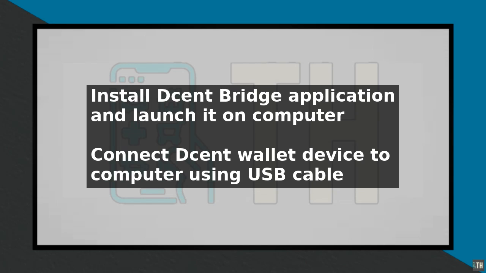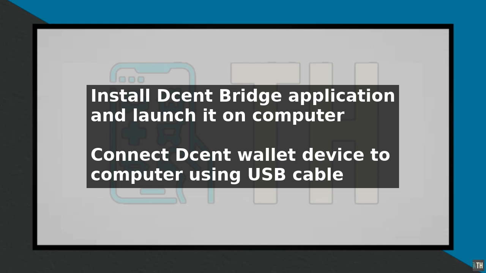After connecting the wallet, the Dcent Bridge application will detect the device and display its status. If the wallet is not detected, check the USB connection and ensure the wallet is properly unlocked. Next, create a new wallet account or restore an existing one using the seed phrase. It is essential to keep the seed phrase secure and private to prevent unauthorized access to your wallet.